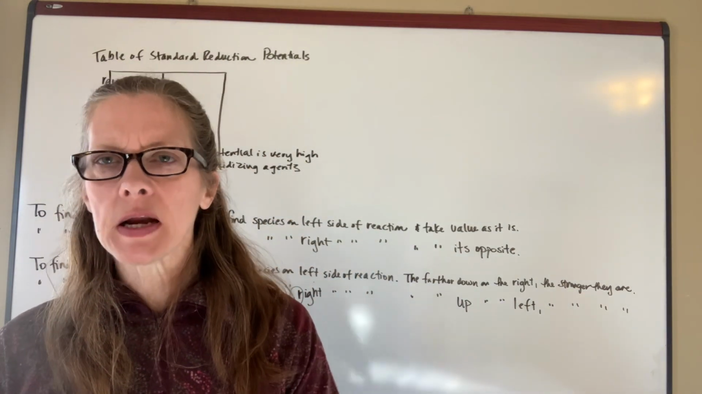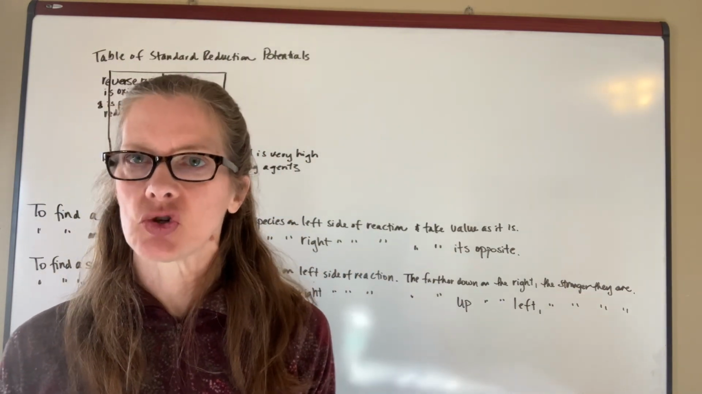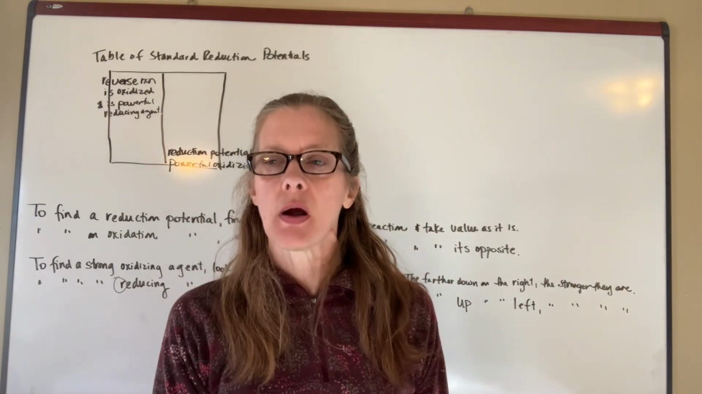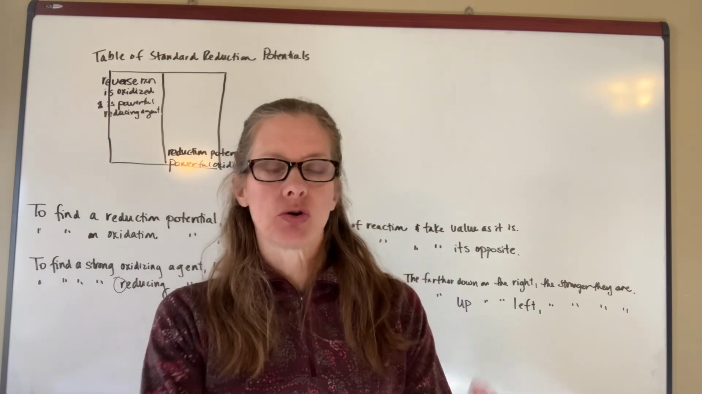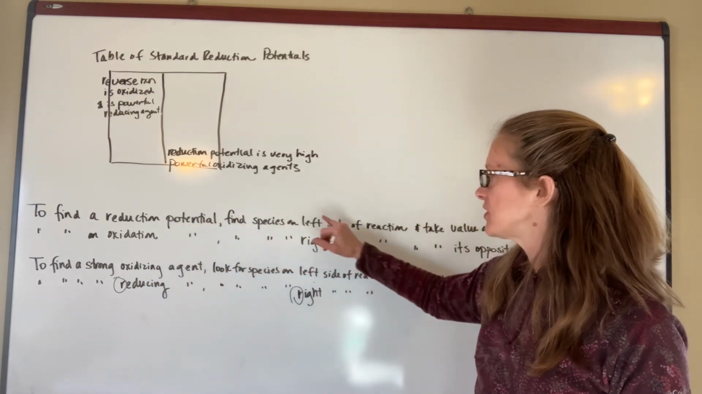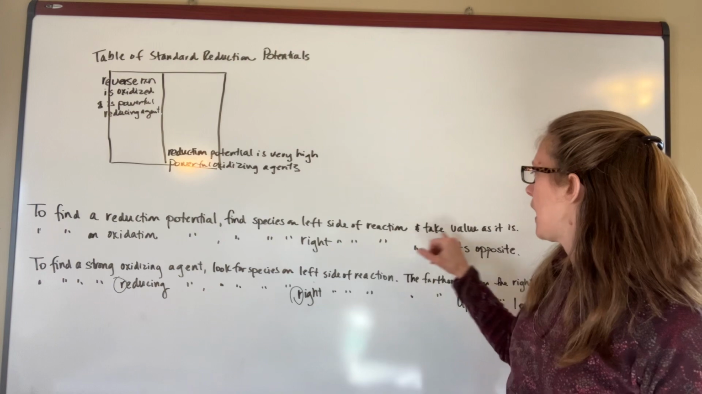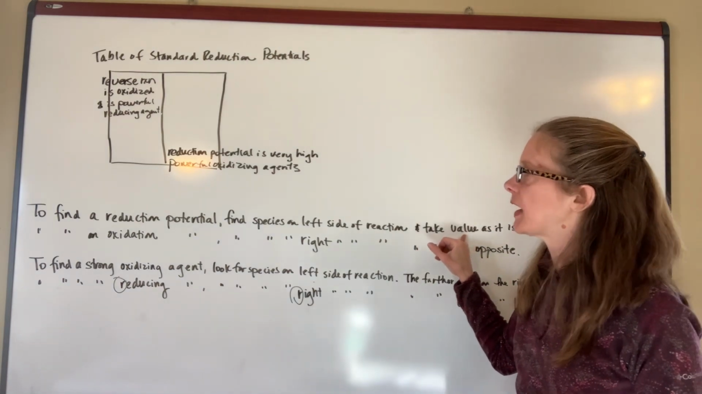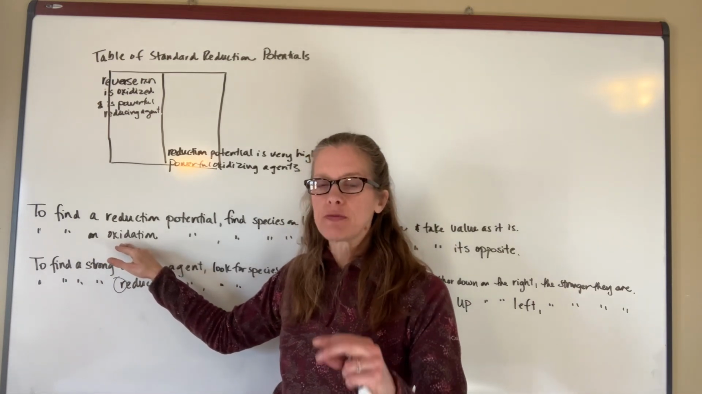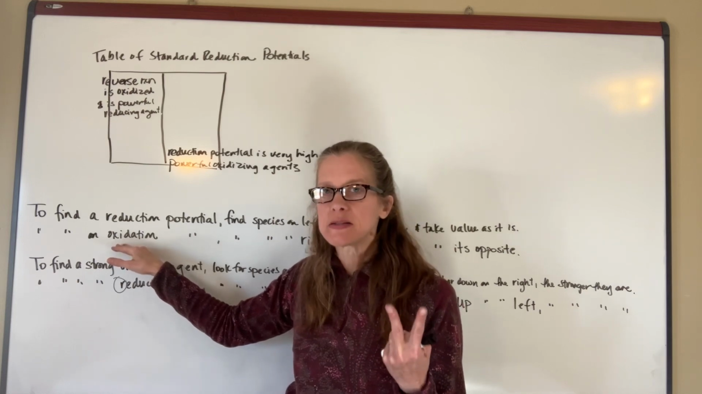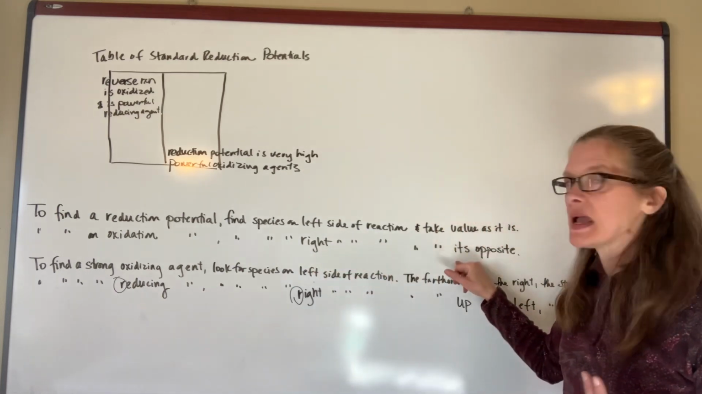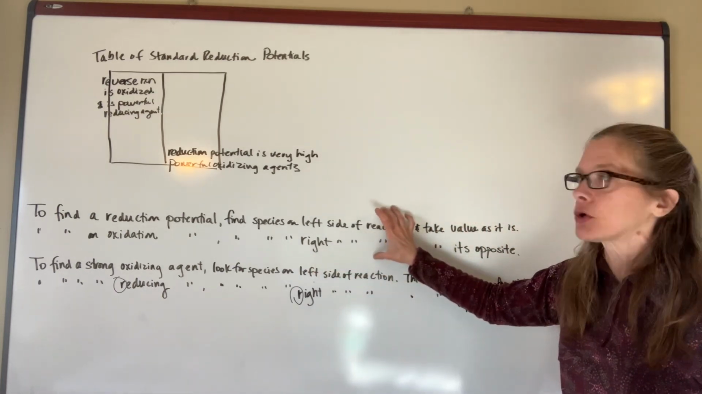Okay, so you already know that if I want to find a reduction potential, that is what the table is. They are reduction potentials. If you look at all those reactions in there, they are reduction reactions. And so you're going to look at them just exactly the way they are. So to find a reduction potential, you're going to find the species on the left side of the reaction, and you're going to take the value just as it is, okay? Then if you want to find an oxidation potential, we did this in the last chapter where you have to take the reaction and flip it around because it's actually being oxidized, you have to find the species on the right side and take its opposite value. So this is what you've already learned, okay?